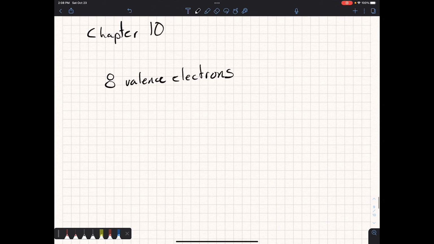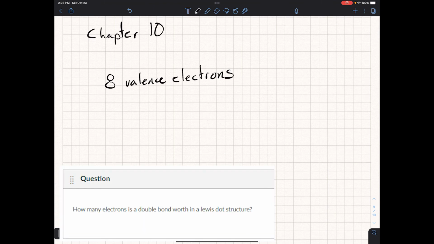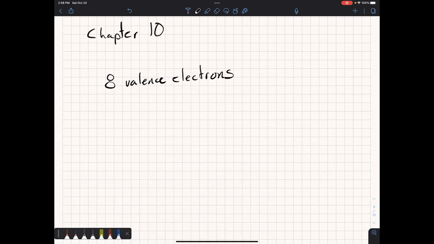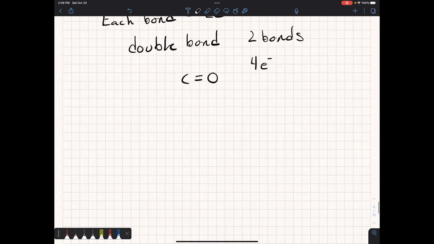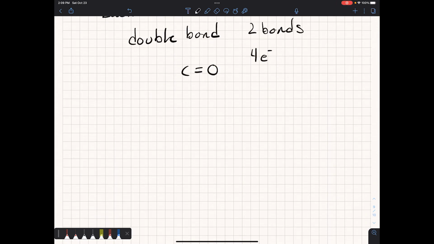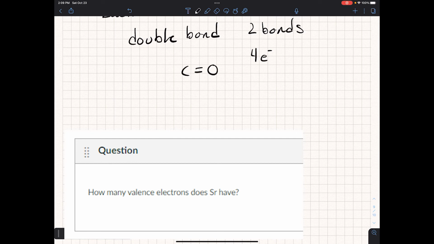So for our next question, how many electrons is a double bond worth in a Lewis dot structure? So here you got to know that each bond equals 2 electrons. So if we have a double bond, it means exactly what it sounds like. If we had something like carbon with a double bond to oxygen, there's 2 bonds there, so then that's 4 electrons.